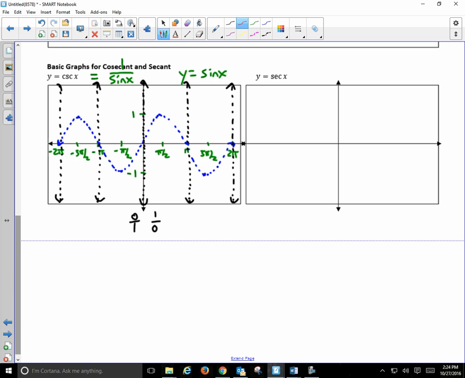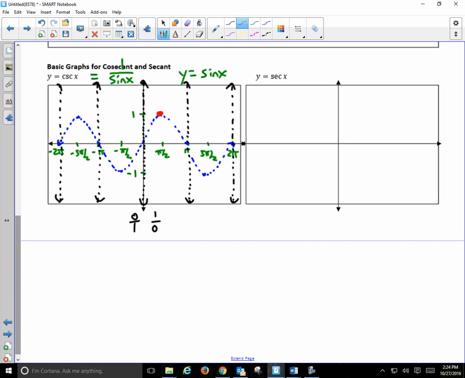What is the height of my graph right here? 1. But I don't want to draw the graph of sine. I want to draw the graph of cosecant. So I need to take the reciprocal. What's the reciprocal of 1? 1. That's a spot that the graphs share in common. Now, watch this. I'm going to move over here.